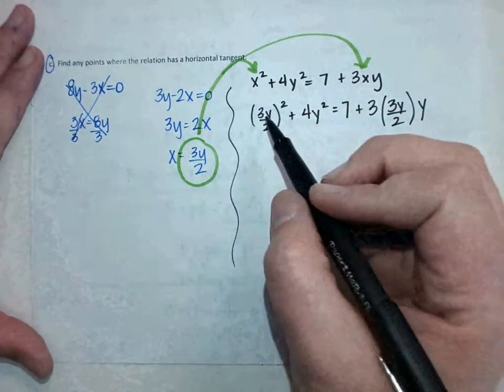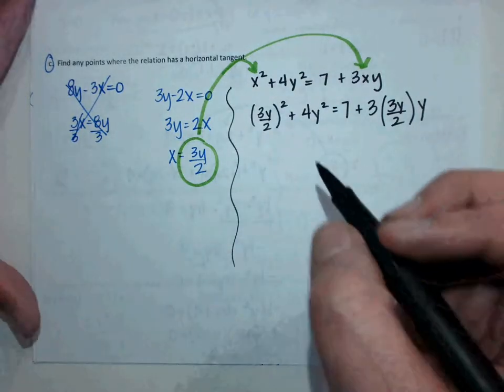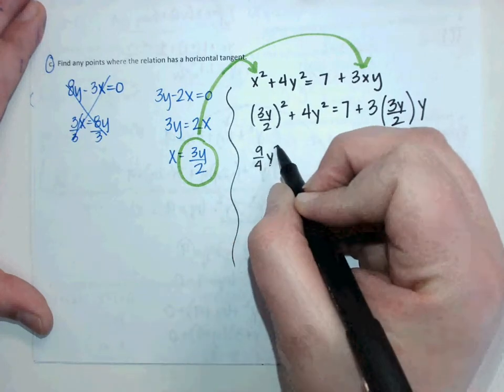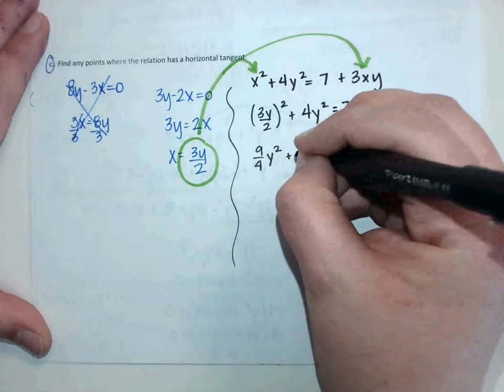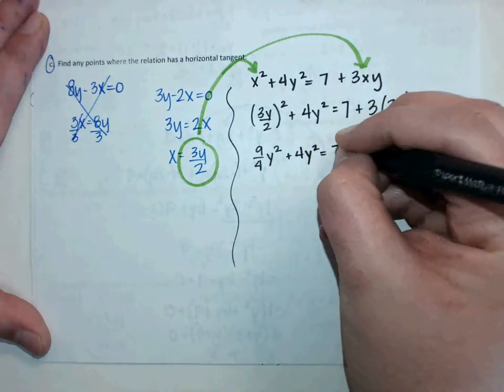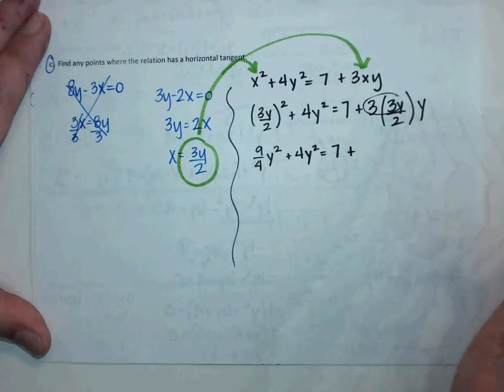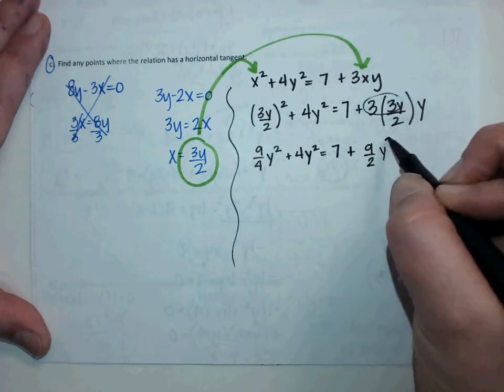So what is 3y over 2 if I square it? You got to square the whole thing, top and bottom. Square. 9 over 4 y squared. That's how I'm going to write it. That's the same as 9y squared all over 4, depending on how you look at it. Okay, next term is a 4y squared. Then a 7. Okay, then over here, what do I have? 3 times 3 is 9 over 2y. And then if I have a y times another y, that's also a y squared.